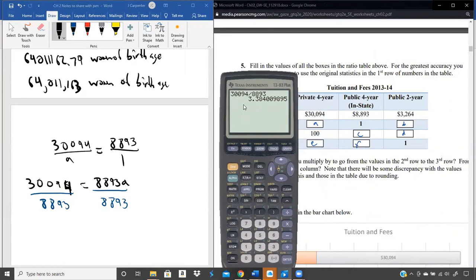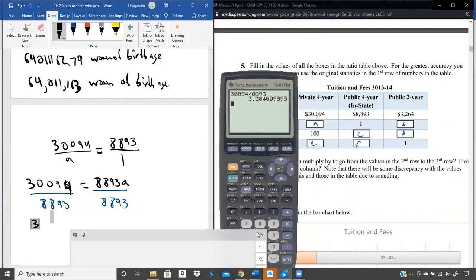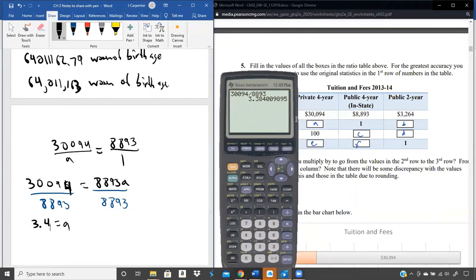Because I didn't tell you where to round, you could round to 2, you could round to 3. I'm going to choose 1 for this one. So that's 3. I hate that it does that when I go back to Word. 3.4 is equal to A. So that's a 3.4. Now, again, I could use that number to find a couple other spots, but I'm going to avoid it if I can.